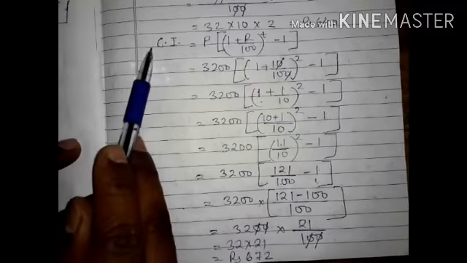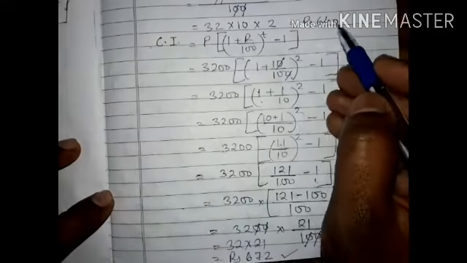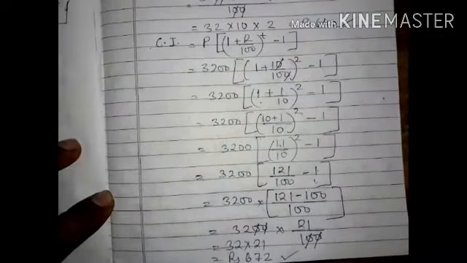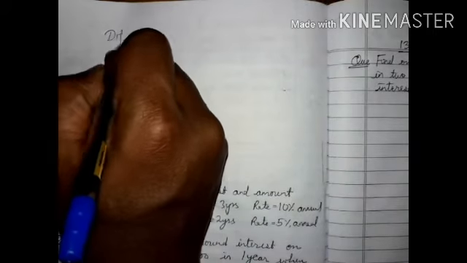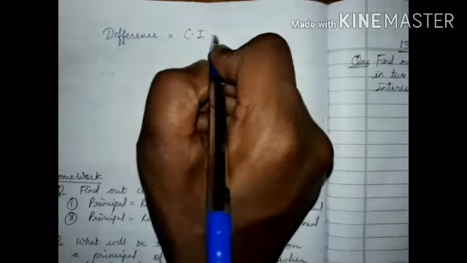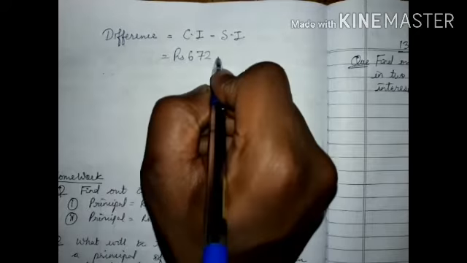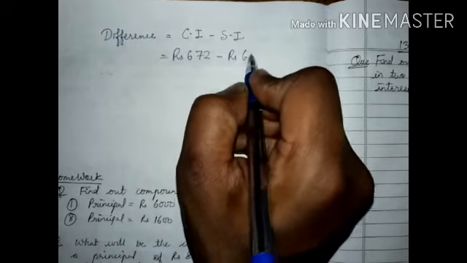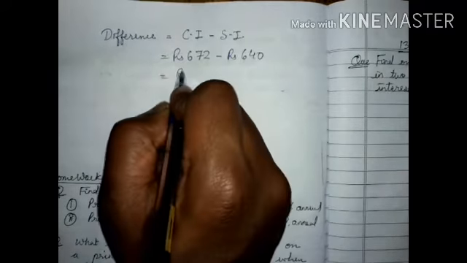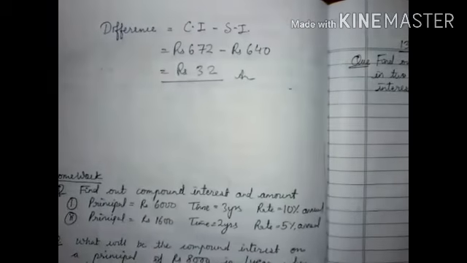So our compound interest is 672 and simple interest is 640. What we have to find is the difference between compound interest and simple interest. So difference is equal to compound interest minus simple interest. Compound interest is 672 and simple interest is rupees 640. So what is our answer? The answer is 32.